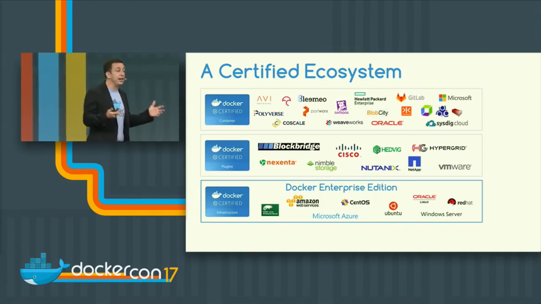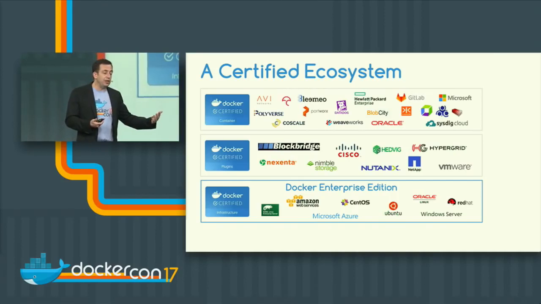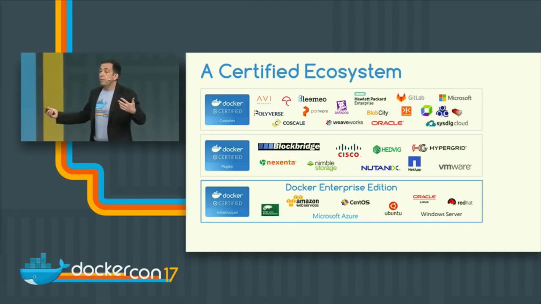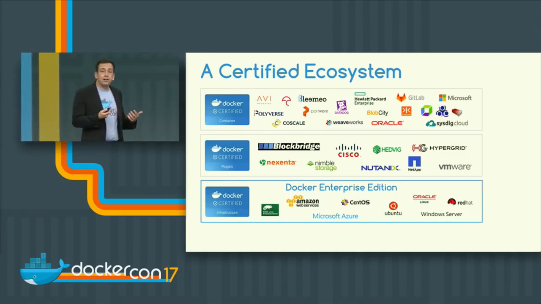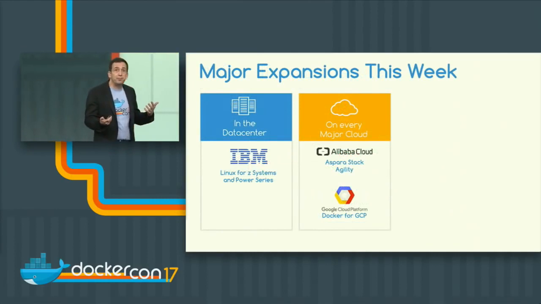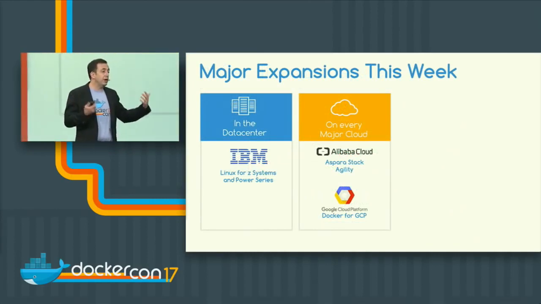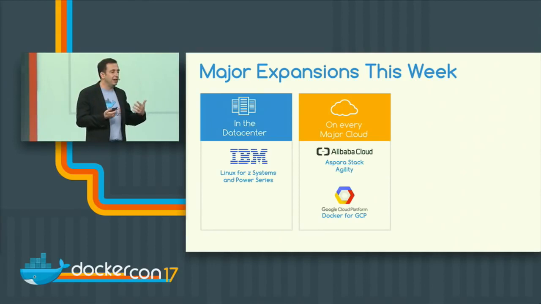Now, we're really excited when we went live. We felt that we'd done a great job of covering most of the major infrastructures, most of the major clouds, most of the major OSs. But there have been a lot of expansions that have happened since we launched, and actually, there are some important ones to talk about this week. So, very excited to announce with IBM that Docker is now available, Docker Editions and Docker Data Center for Linux, for Z systems and Power Series.